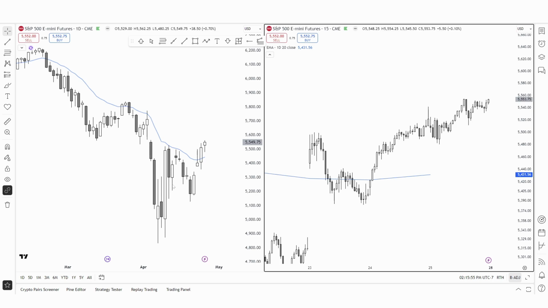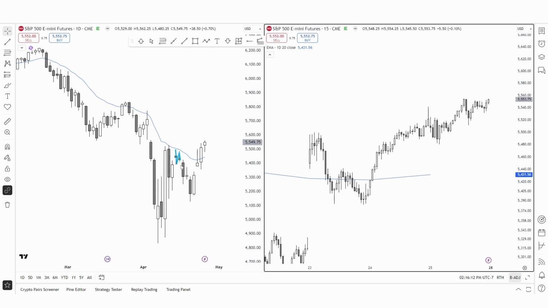After this big bar, we have a pullback that tests the lower third of it, but then the bulls rally. So we're testing right around here. We rally, then we have an inside bar. Inside bars are bars that are not breaking out, and then bulls try and get the breakout, but then they fail around the EMA, and bears get a few legs down.